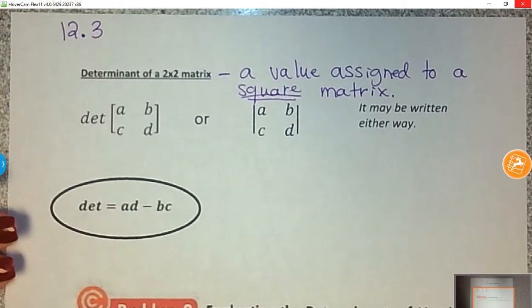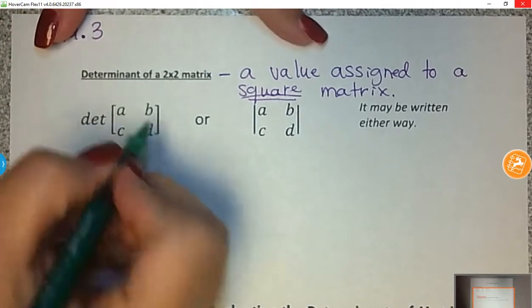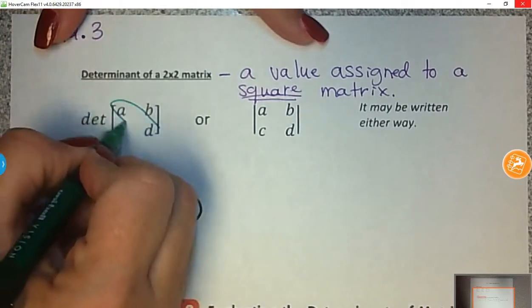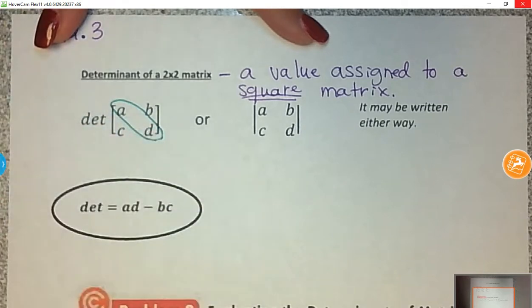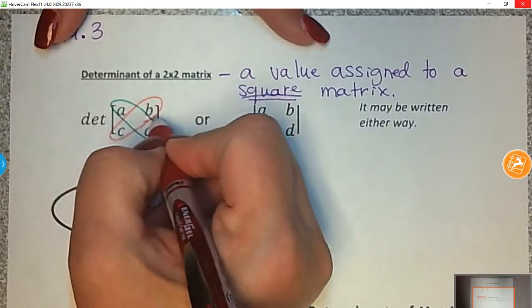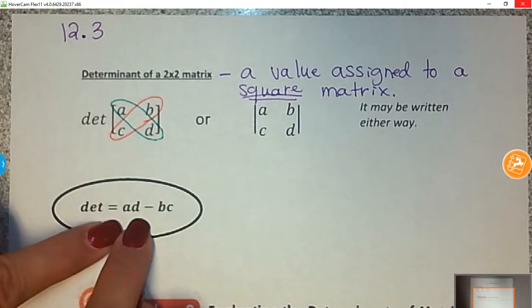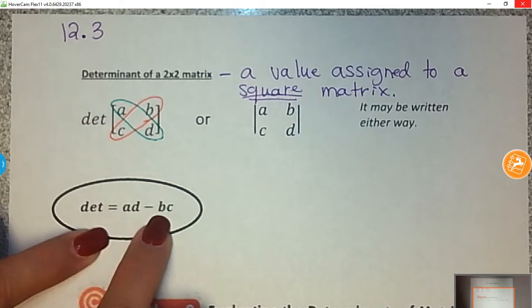So now, to find the value of the determinant, all you're going to do in your matrix is start out multiplying this diagonal together, and then you're going to put a minus sign, and you're going to multiply this diagonal together. That's the formula that's here in my little circle. One diagonal minus the other diagonal.